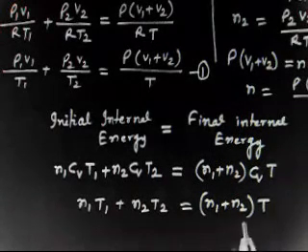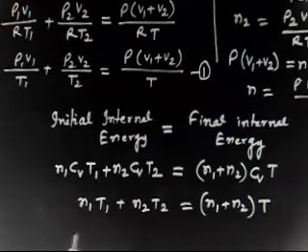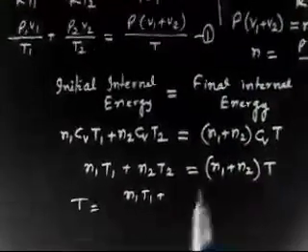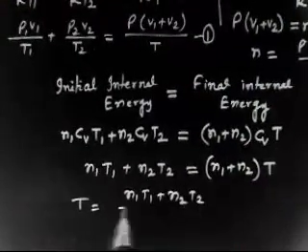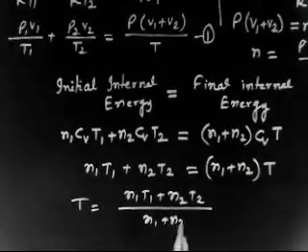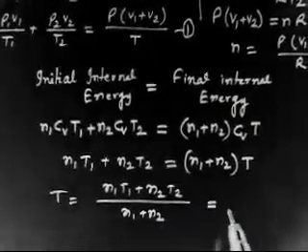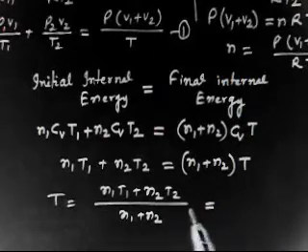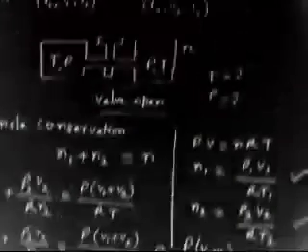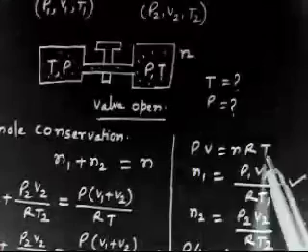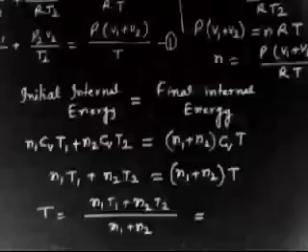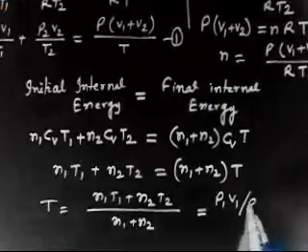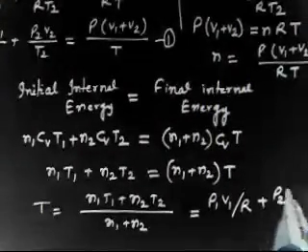So from here I will get the T. T is nothing but N1 T1 plus N2 T2 divided by N1 plus N2. And N1 is nothing but P1 V1 by RT1. You getting? So you see, N1 T1 is nothing but PV by R. So this is P1 V1 by R, and this equals P2 V2 by R.